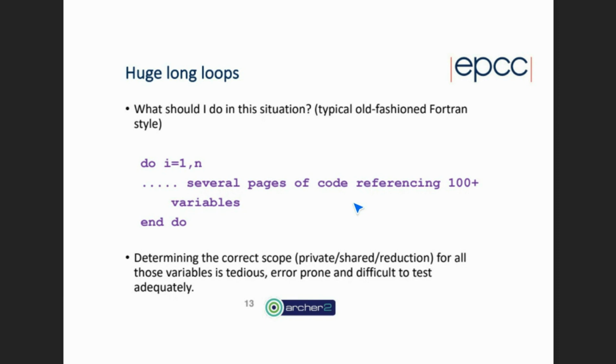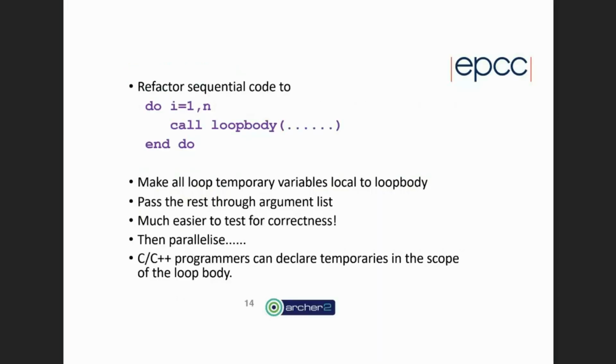You've got to figure out whether all those variables that are used inside it should be private or shared or reduction. And that's tedious and error prone, because if you get it wrong, you could get race conditions. Then testing it's difficult. So what do you do?